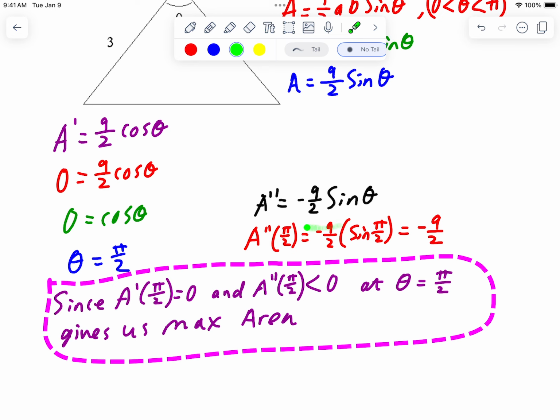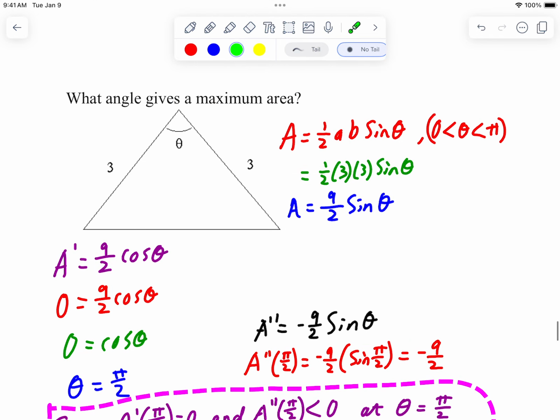In this case, I did the second derivative test to confirm that that is a maximum. So the second derivative, A double prime, is negative 9/2 sine theta. If I plug in pi halves to this, I get negative 9/2. So therefore it's negative. Using my derivative speak, I justify that since A prime of pi halves equals 0 and A double prime of pi halves is less than 0, at theta equals pi halves gives us a maximum area.